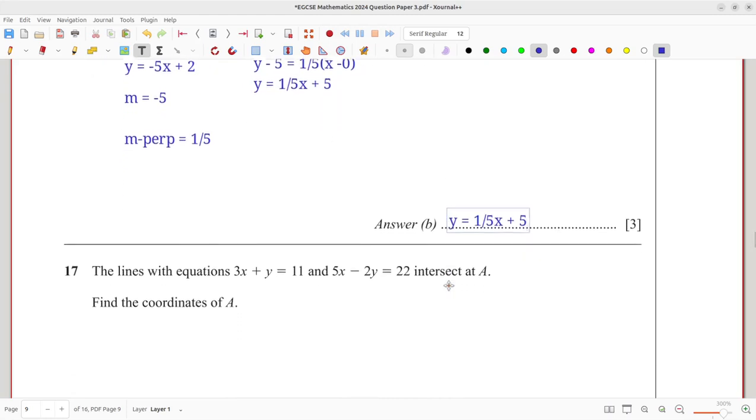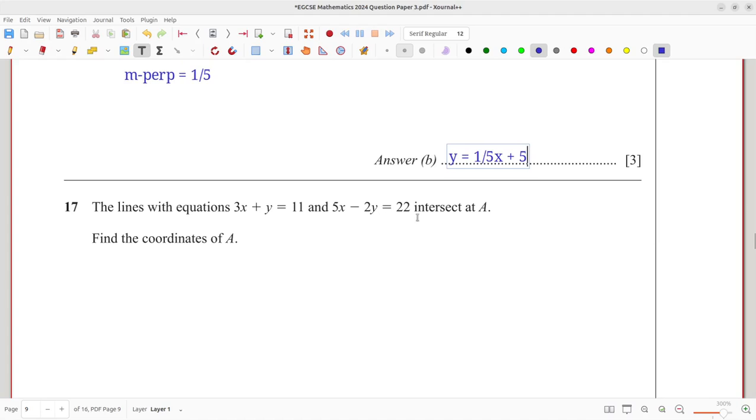Next question, the lines this and that intersect at A. Find the coordinates of A. So all we need to do is to solve these two equations simultaneously. You have your 3x plus y is equals to 11. From this, let's try to make y the subject.